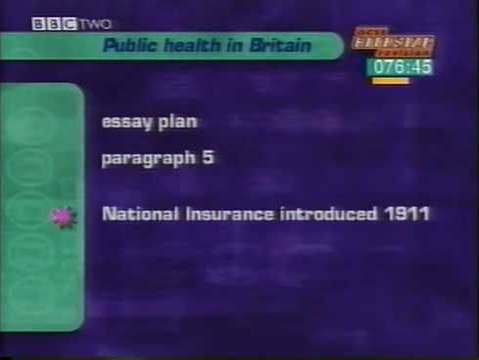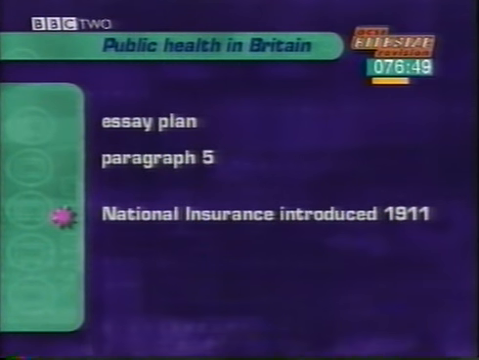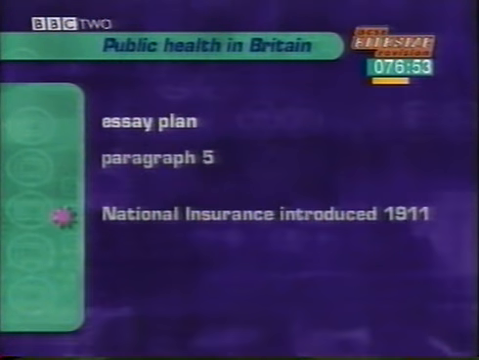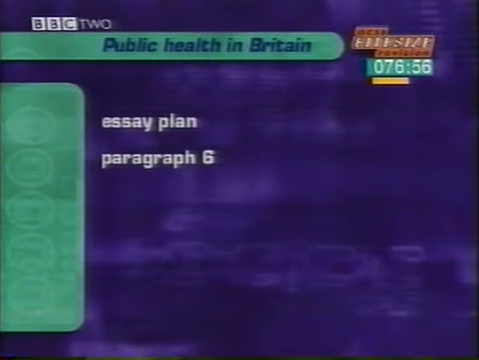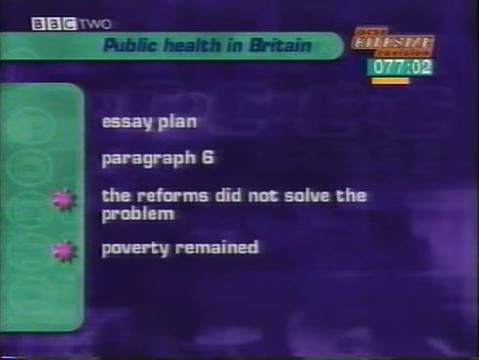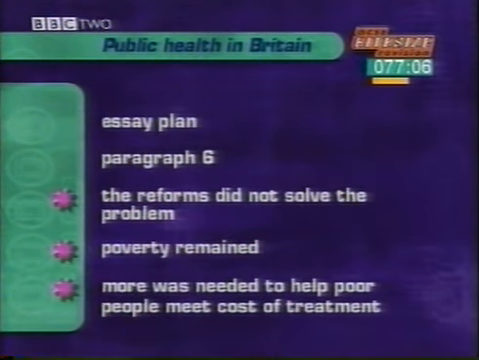Paragraph 5 could cover the introduction of national insurance in 1911 to help families who would otherwise go hungry because of sickness or unemployment. Finally, in your closing paragraph, you could point out that these reforms were a good beginning but didn't solve the problem. Poverty was still rife. More was needed, particularly to help with the cost of medical care to poor people.